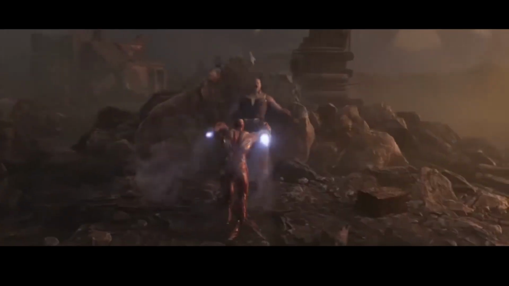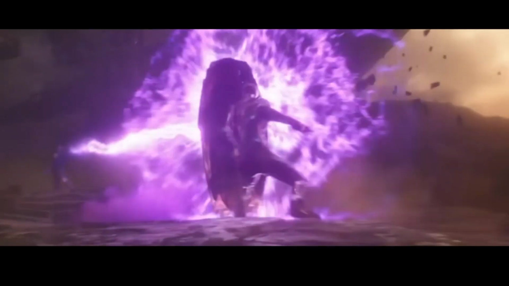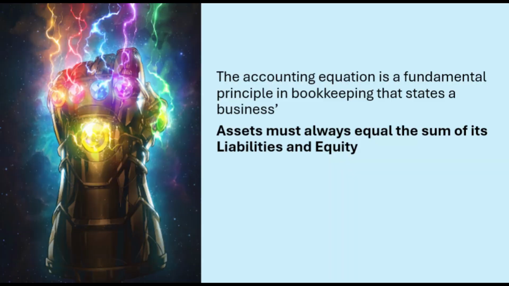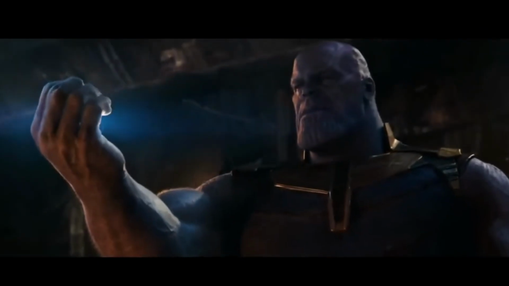So, if you do not know who Thanos is, he is not just a purple bad guy, but he is one of the best villains in Marvel. That's right, the MCU of all time. The accounting equation is a fundamental principle in bookkeeping. It states that a business's assets must always equal the sum of its liabilities and equity. While using Thanos as an example, we're going to say how his resources and motivations balanced within this equation. So again, we're going to use that accounting equation and do some Thanos explanations while we're at it.